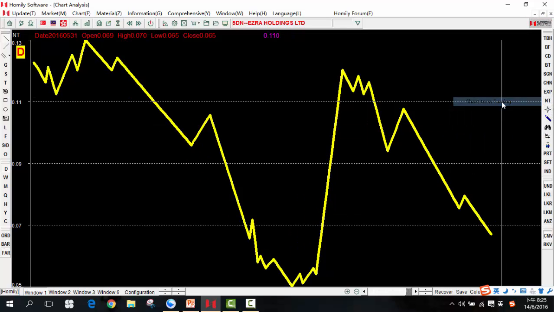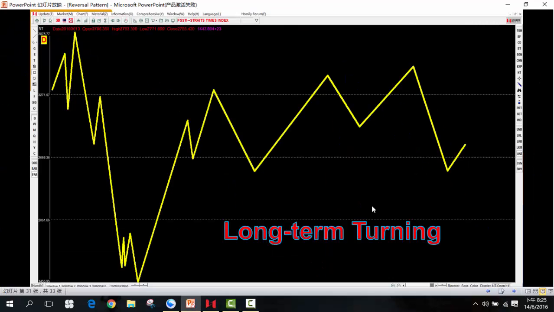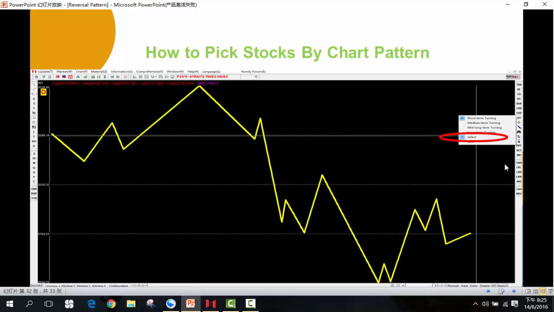But if you find the pattern, how to pick the stocks by these patterns? Okay, so today I will teach you this method, and I hope you can understand. Okay, so how to pick stocks by chart pattern. If we want to pick some stocks like this pattern, this is the double bottom, right? Okay, so how to use that?